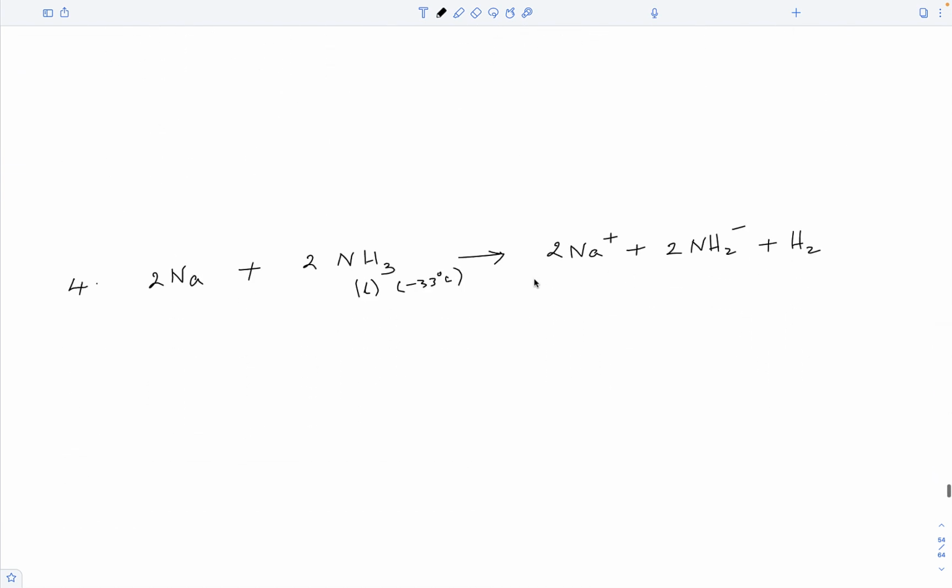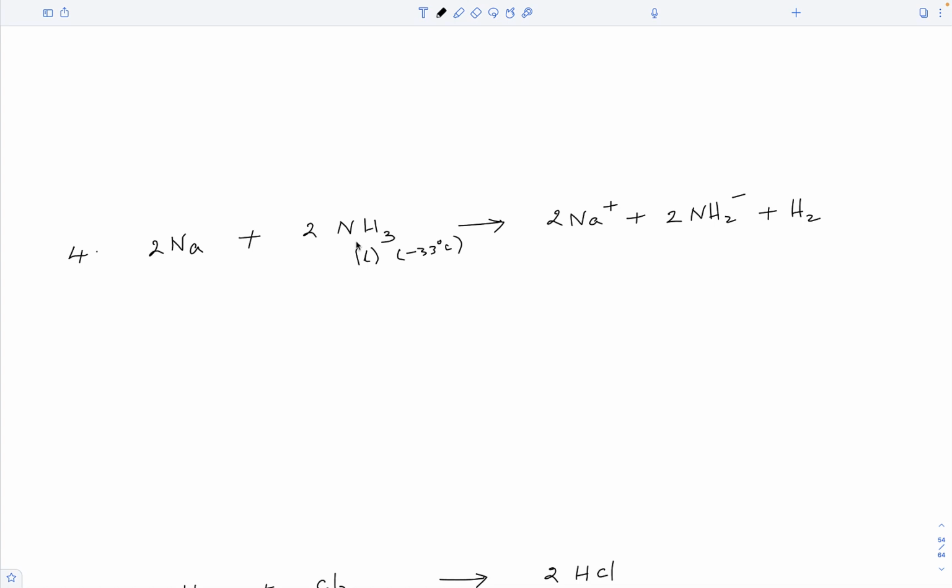Okay, one more example. Liquid ammonia has an unusual power to dissolve metals like sodium. And the solution of sodium in ammonia slowly decomposes to produce an amide with the liberation of hydrogen gas. Let us calculate the relative weights of different substances involved in this reaction.